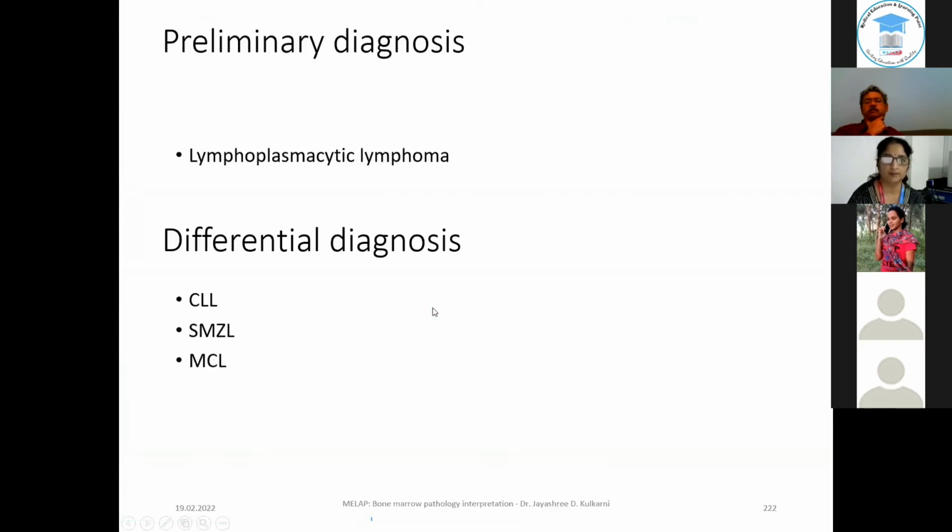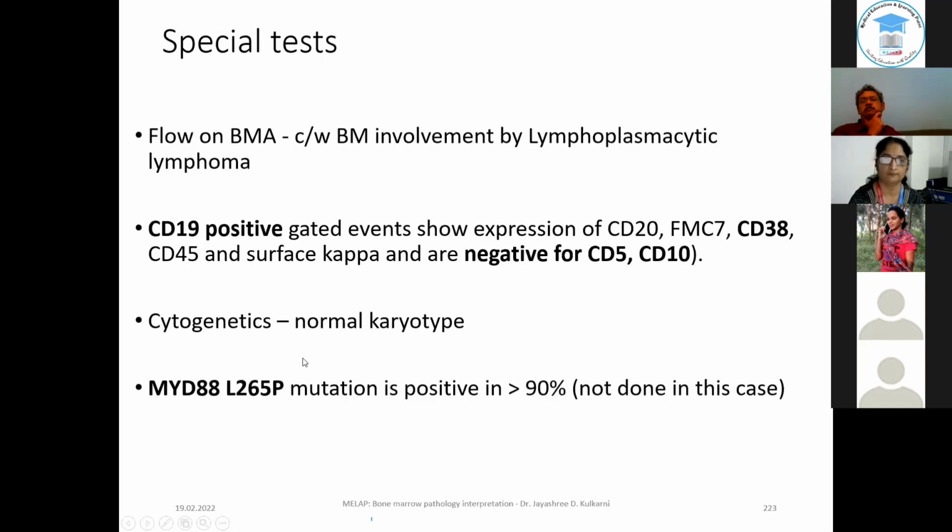So this preliminary diagnosis of lymphoplasmacytic lymphoma was given. We will definitely have to rule out the other CLPDs which look similar. CLL, but you don't get plasma cells in that. Splenic marginal zone lymphoma can appear, but they have some cytoplasmic fraying, and mantle cell lymphoma, which have cleaved nuclei.